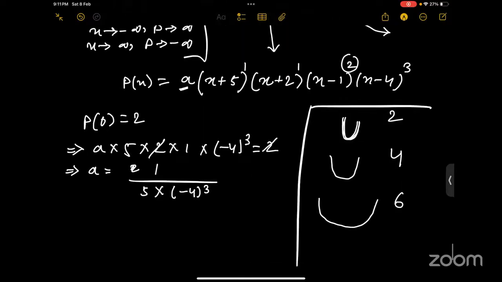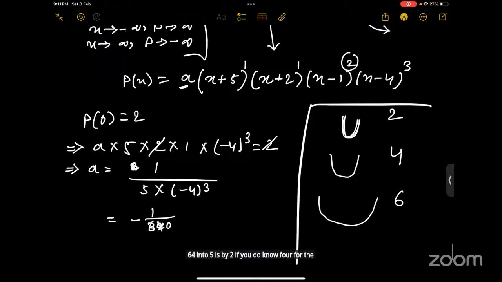What will be the final value of a? Minus 1 by 320. Minus 1 by 640? 64 into 5 divided by 2, if you do that. 4 fours are 16, 16 fours are 64. 64 into 5 is 320. Is it fine?